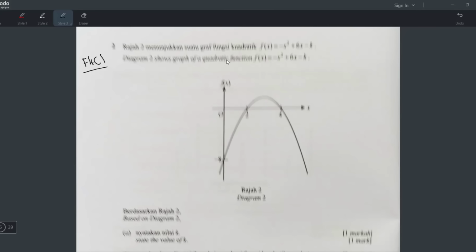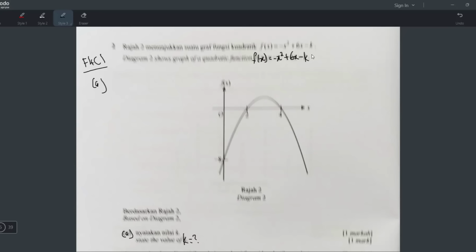Diagram 2 shows graph of quadratic function. Okay, I think this one is f(x) equals, it should be negative x squared because it's a sad face, and then plus I think it's 6x, and then minus k. Yeah, I feel like that's what they are writing. And then based on diagram 3, what is the value of k? So it means we want to find k. So question A, we want to find k.